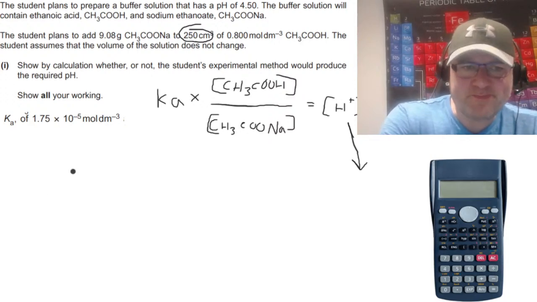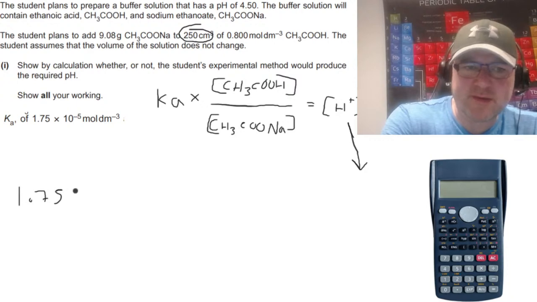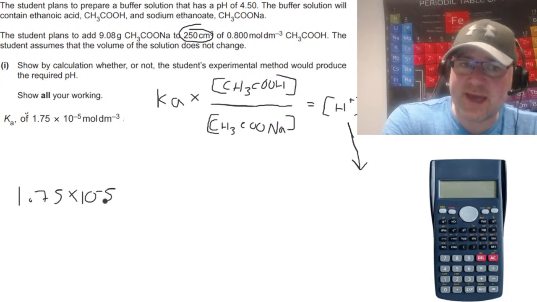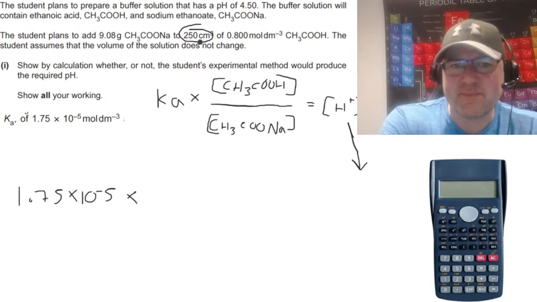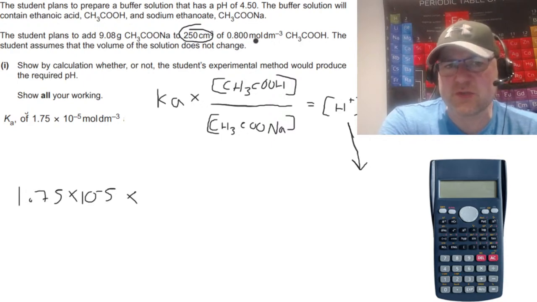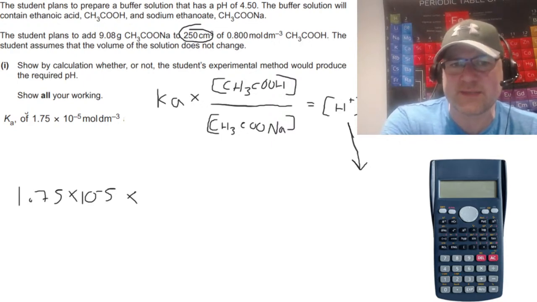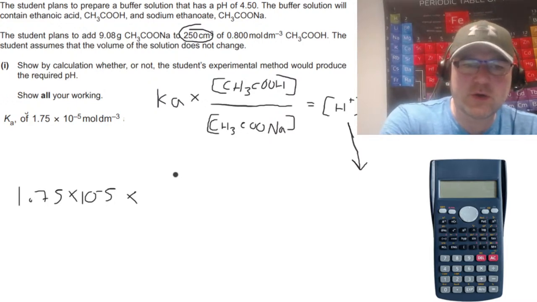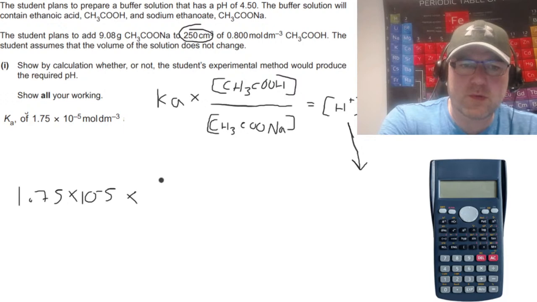So we want to do 1.75 times 10 to the minus 5. That's our Ka. We want to multiply that by the ethanoic acid concentration. We've got 0.8 mole per decimeter cubed of ethanoic acid. We can change that to moles, or let's not bother.